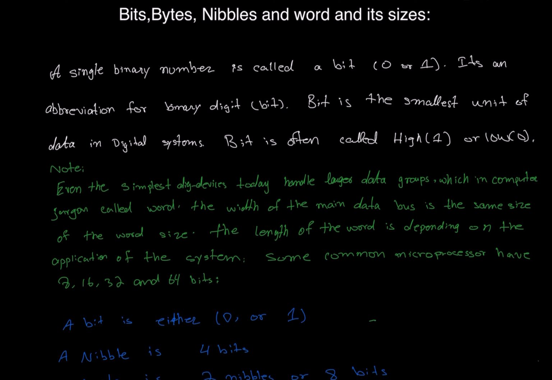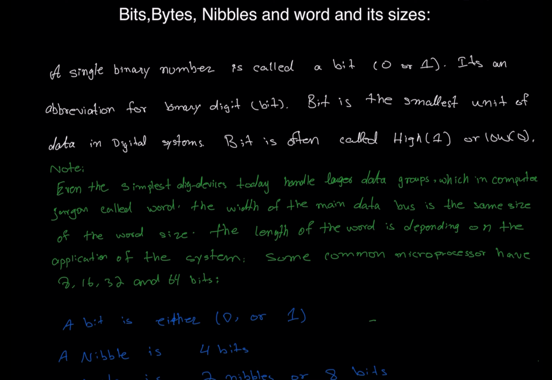Okay, there's a note that I put. Even the simplest digital devices today handle larger data groups, which in computer jargon is called a word. That means even the simplest calculator or any simple device uses a larger group of data, which in computer jargon is called a word. The width of the main data bus is the same size as the word size. The length of the word depends on the application of the system.